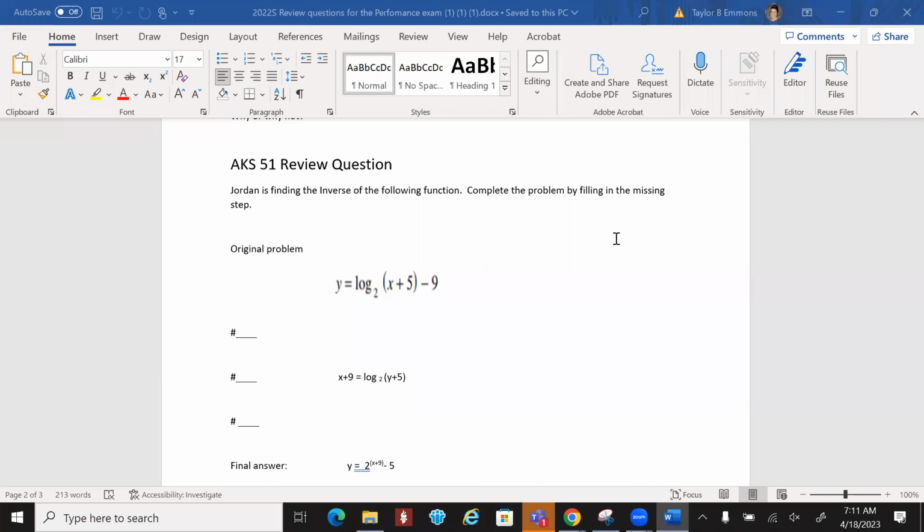What I'm going to do is do this one. It says Jordan is finding the inverse of the following function. Complete the problem by filling in the missing step. So here's the original problem. The first step that we're going to do is we're going to switch our x and y. So when we're finding the inverse, we're going to switch our x and y. We're going to rewrite this as x is equal to log of base 2 of y plus 5 minus 9.